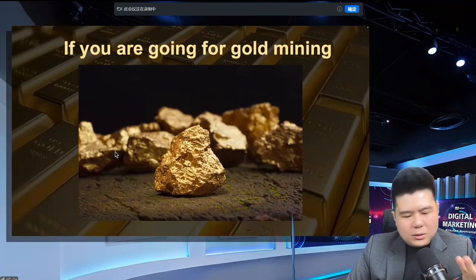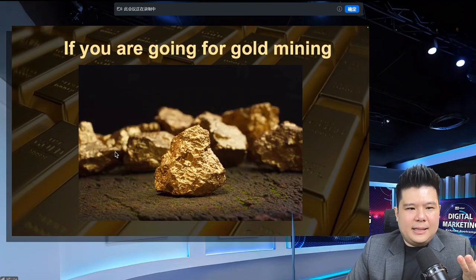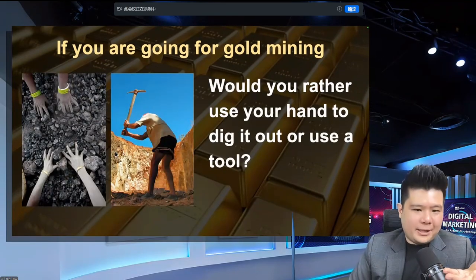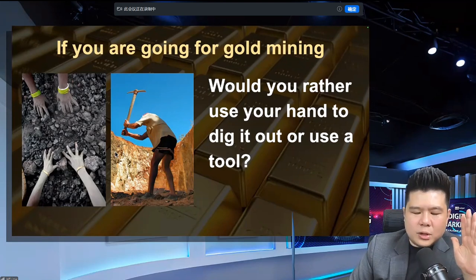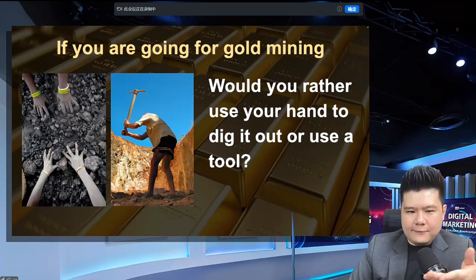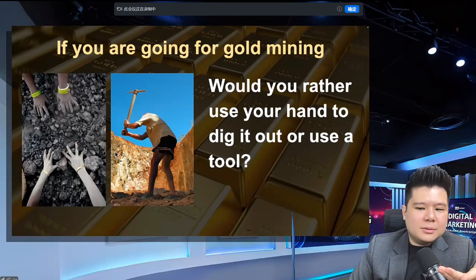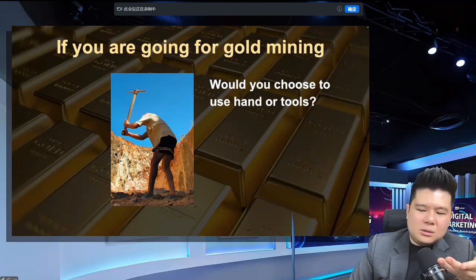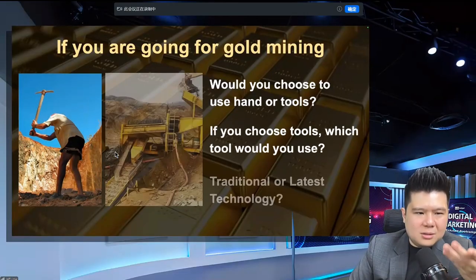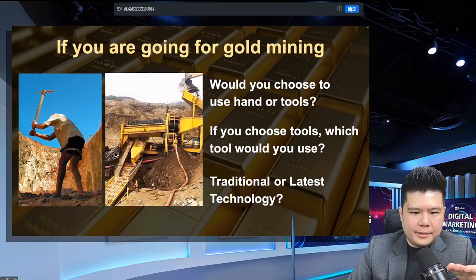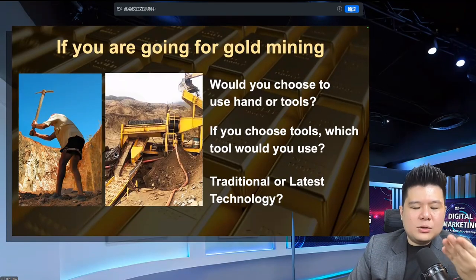Because if today you want to go for a gold mine, gold mining, you will definitely use tools. Am I right? How many of you will use tools or will you use bare hands? Type in tools if you use tools. You need the tools. But in fact, you should not just use tools. You should use the most advanced tools, because the one who is able to use the most advanced tools is going to beat it all.